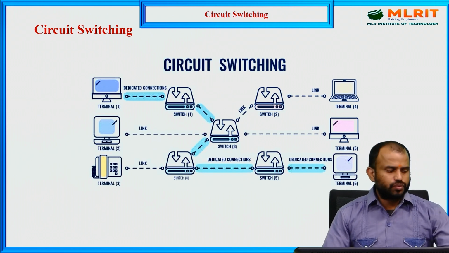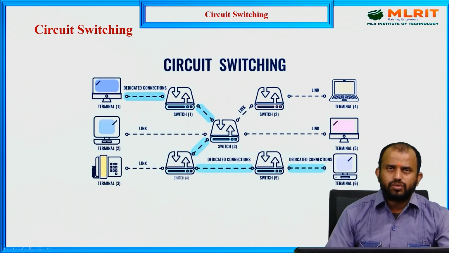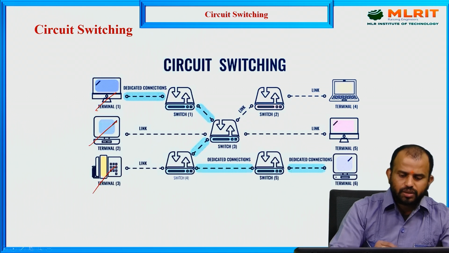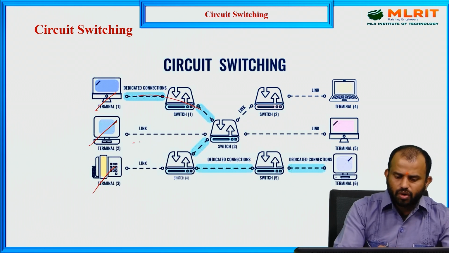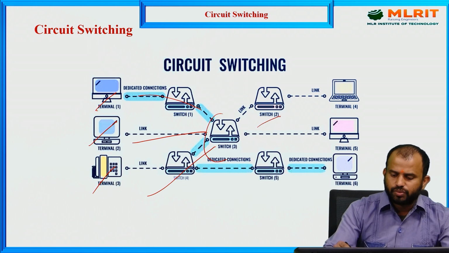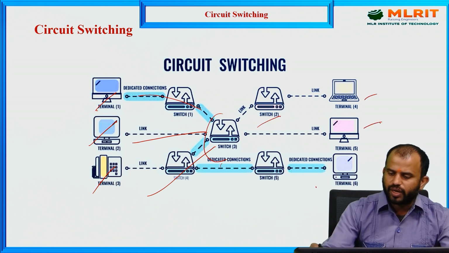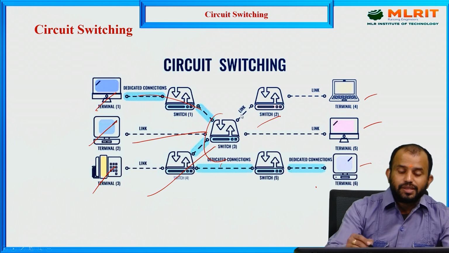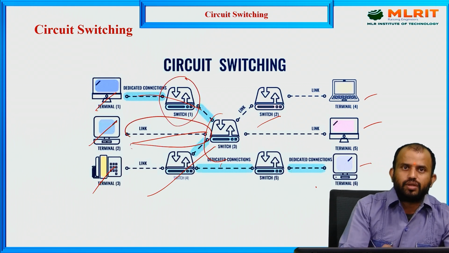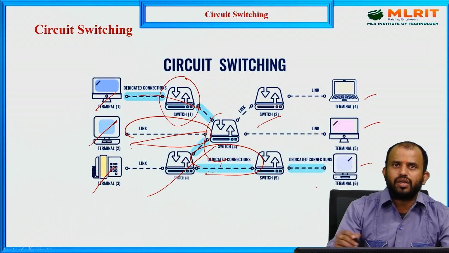In circuit switching, as the name itself says, there are circuit switching policies. For example, you have terminal 1, terminal 2 and terminal 3. All the links are connected to switch 1, and similarly switch 2, switch 3, and n number of switches are present until reaching terminals 4, 5 and 6. So here, some kind of circuit switching, link switching and dedicated connections are there. That we call circuit switching.